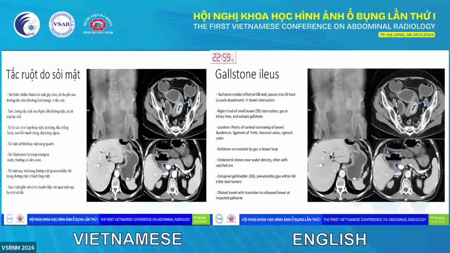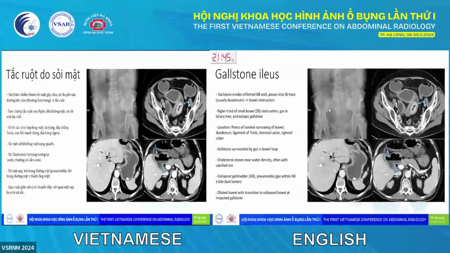Cholesterol stones are usually near water density and often with a calcified rim. So on imaging, you would appreciate that there will be a collapsed gallbladder with pneumobilia and a dilated bowel loop with a transition point where the impacted gallstone is located.